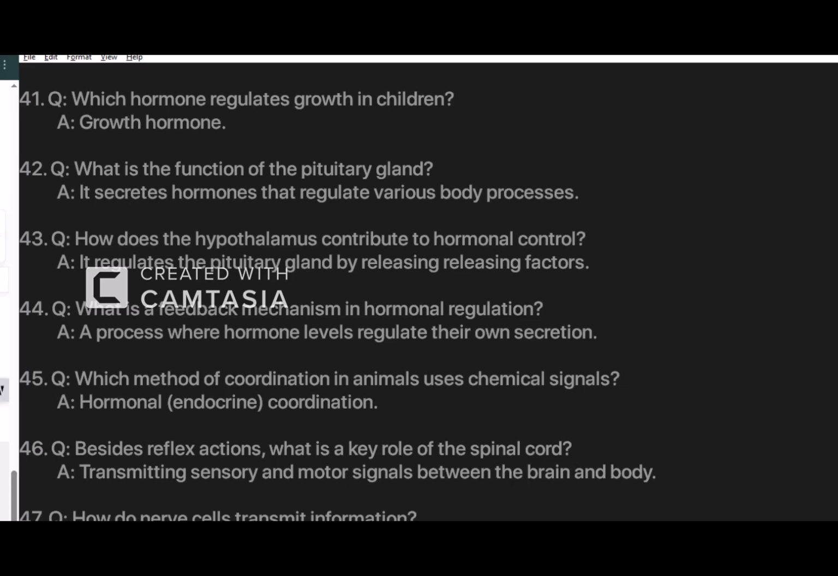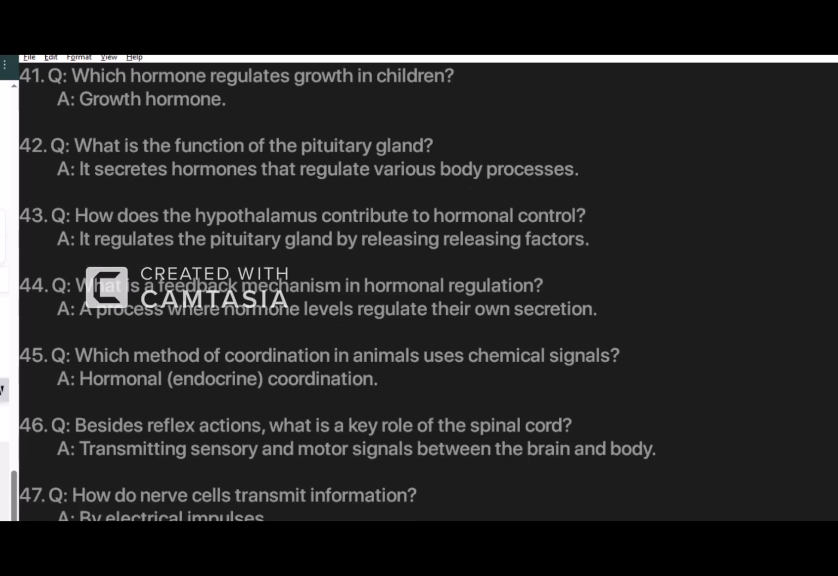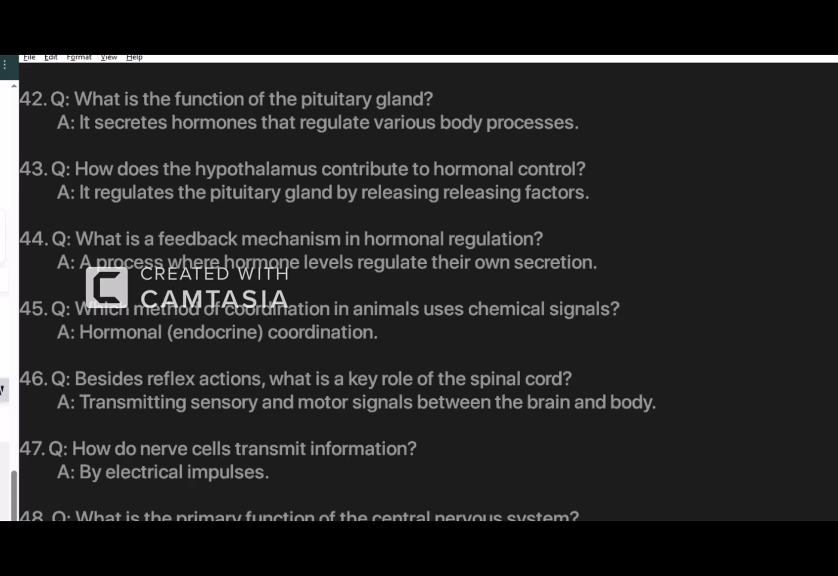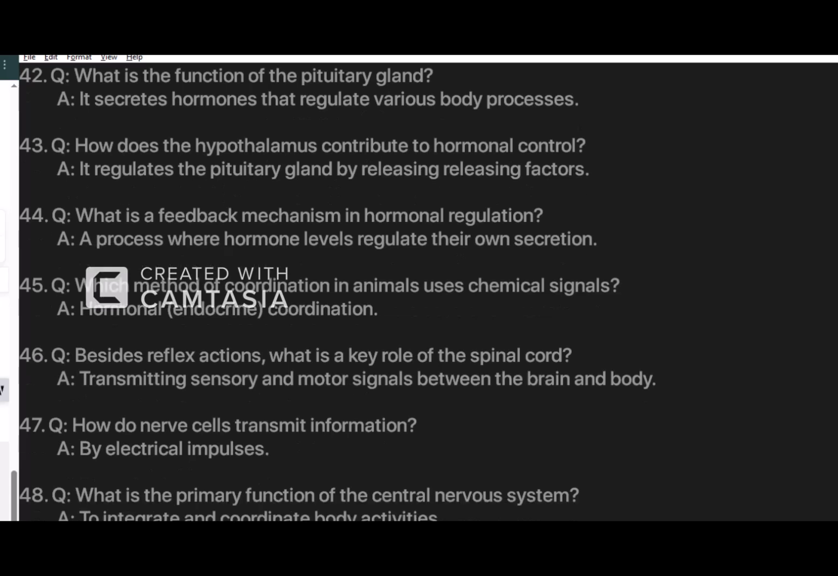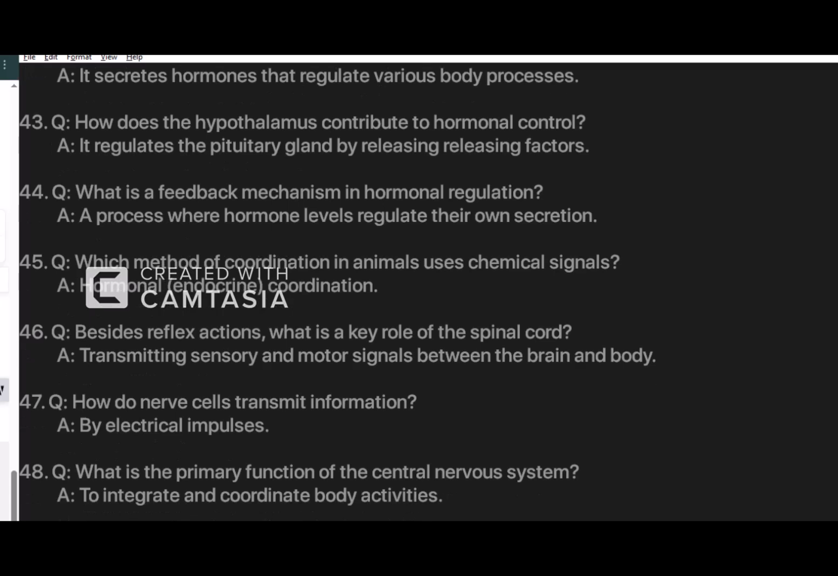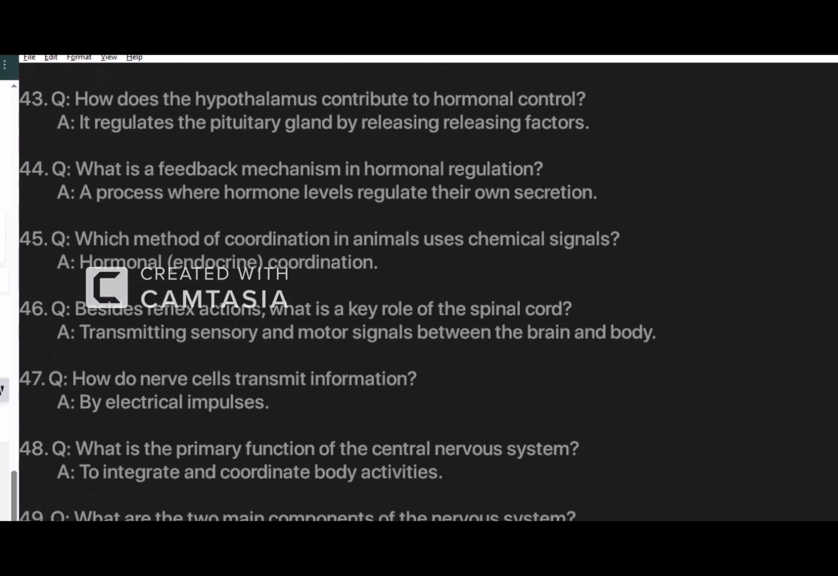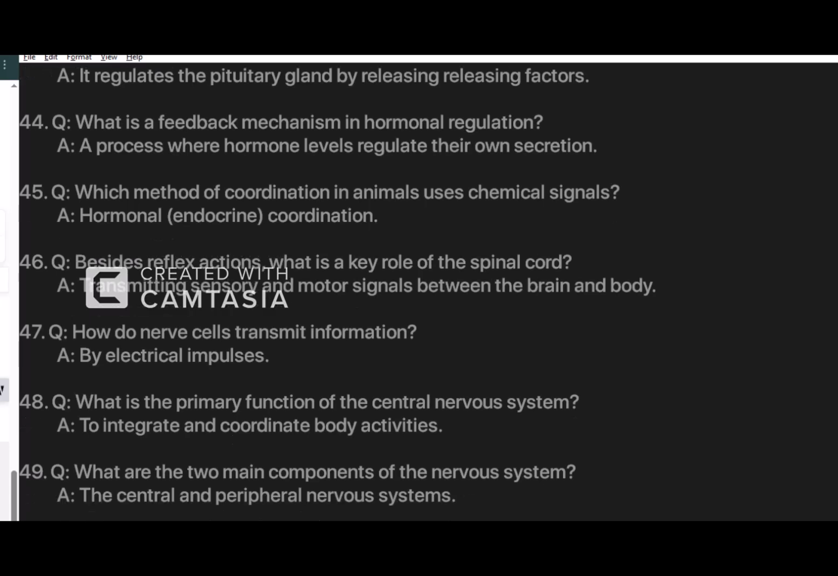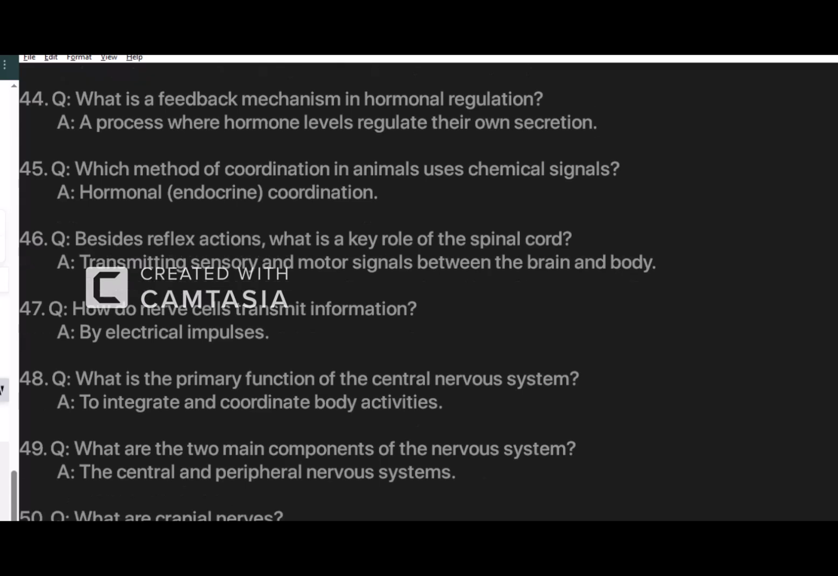47. Q. How do nerve cells transmit information? A. By electrical impulses. 48. Q. What is the primary function of the central nervous system? A. To integrate and coordinate body activities. 49. Q. What are the two main components of the nervous system? A. The central and peripheral nervous systems.